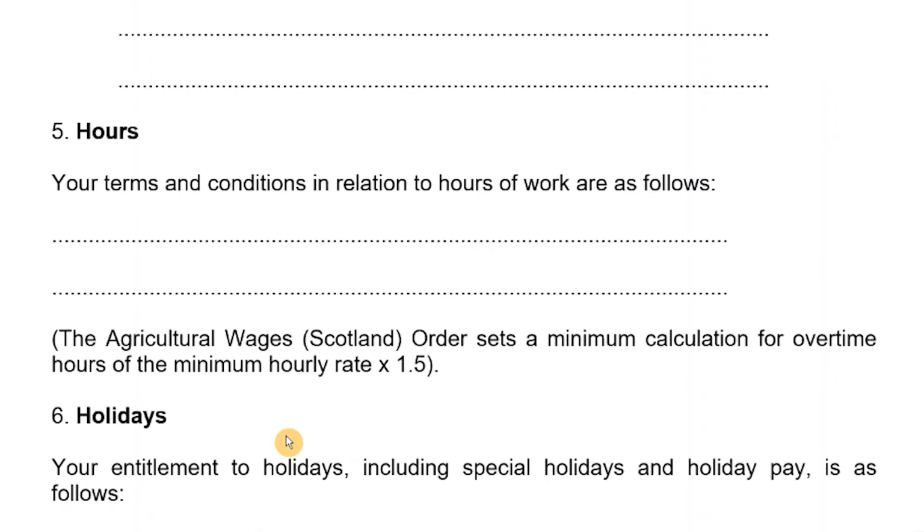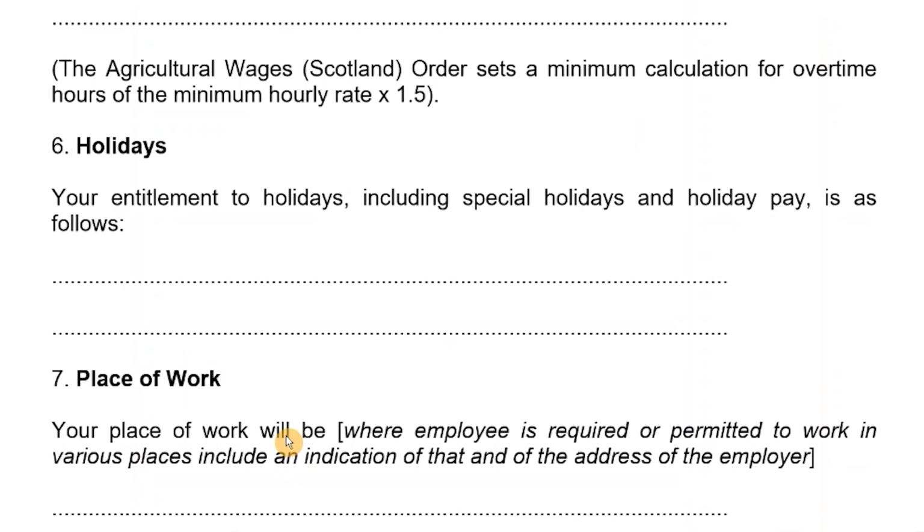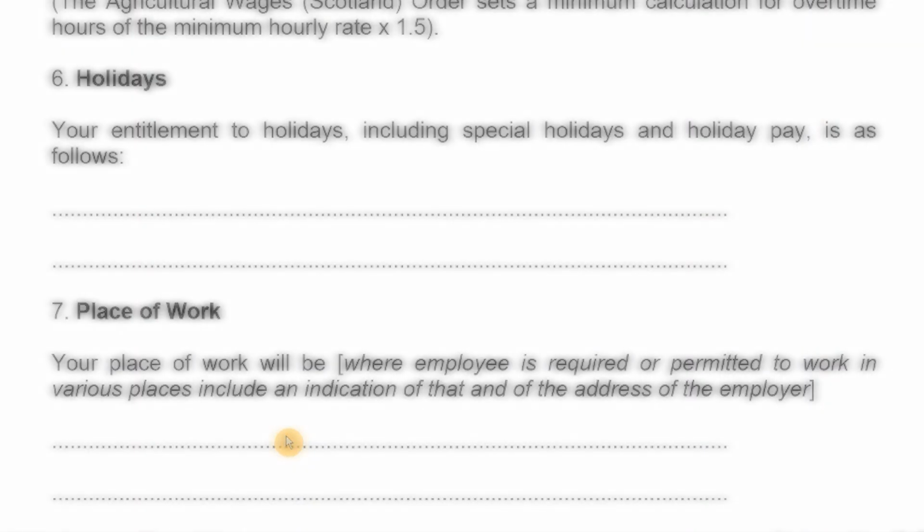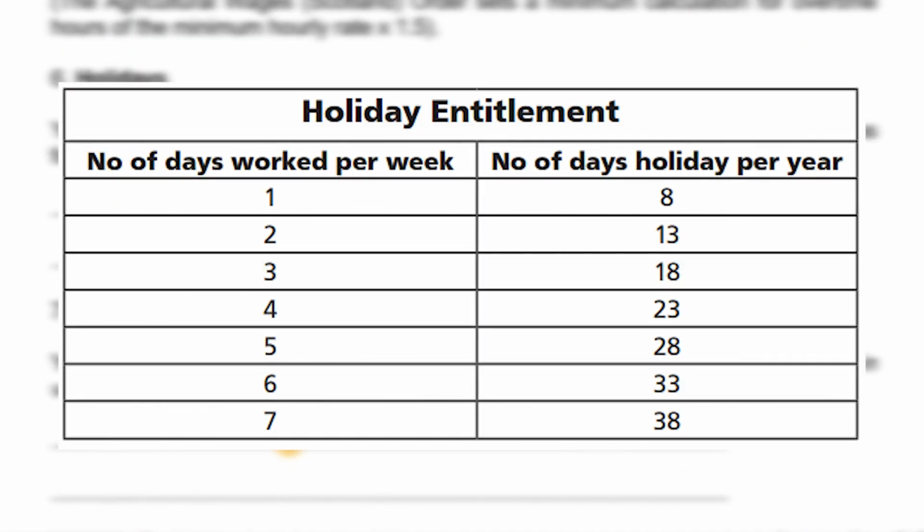And holidays is the final part of our first section. The holiday year for agricultural workers is set as the 1st of January to the 31st of December. Holiday entitlement depends on the number of days that an employee would be expected to work in the course of a regular working week. So for example, a worker who works 5 days per week is entitled to 28 days of leave per year. And in addition, they would also be entitled to 2 special holidays for Christmas Day and New Year's Day. And please remember to include those special holidays and reference those within the contract.